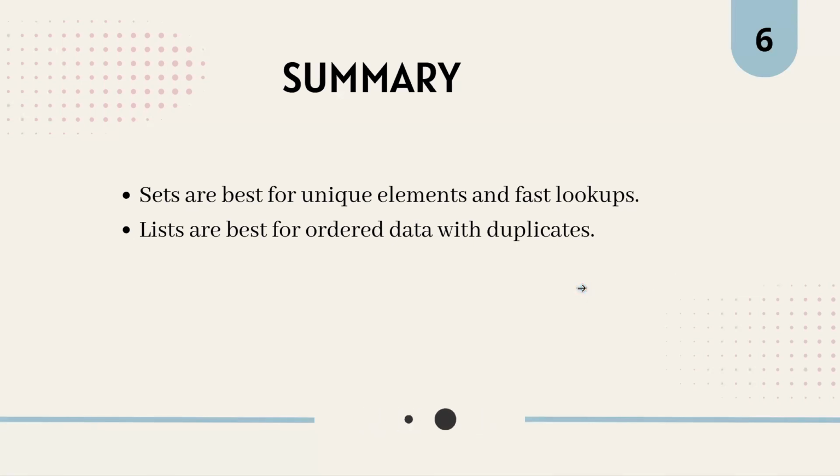So now let's see the summary. Sets are the best for unique elements and fast lookups. And second, lists are best for ordered data with duplicates.